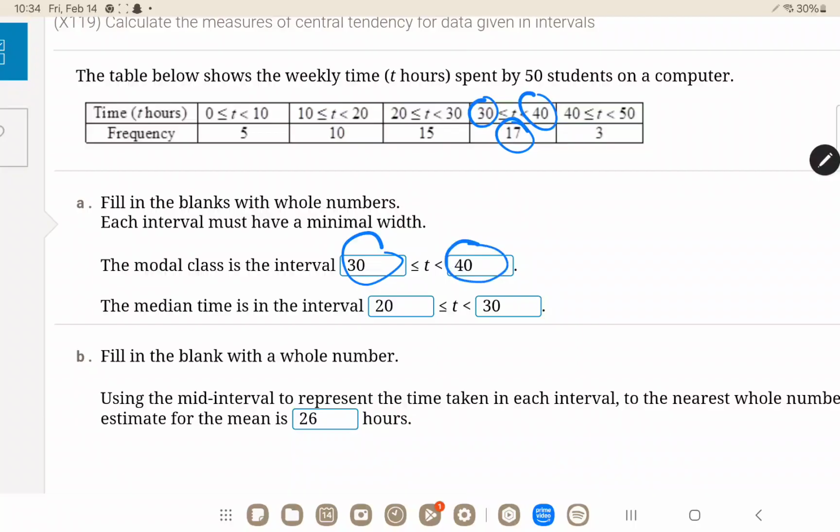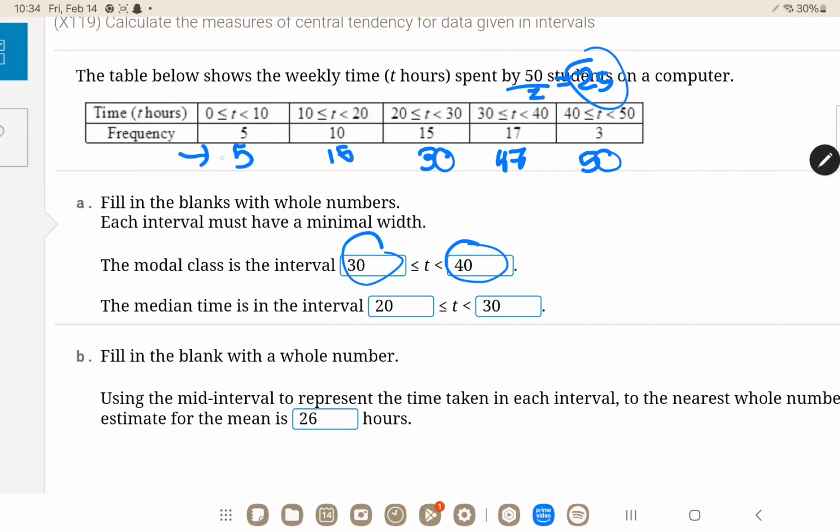Now the median time interval. Median means midpoint. What you need to do is find the cumulative frequency, which was given to us as 50. So you do 50 divided by 2. You're going to get 25. So your median is in the 25th position. We need to write down the cumulative frequencies. So 5, then 15 because it's 10 plus 5, then 30 because it's 15 plus 15, then 47, then 50. Okay? Now you need to find in which block 25 is.